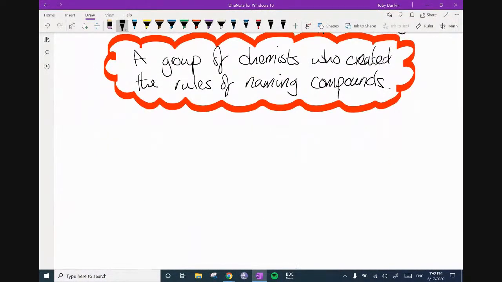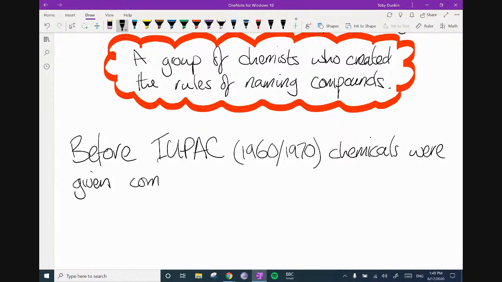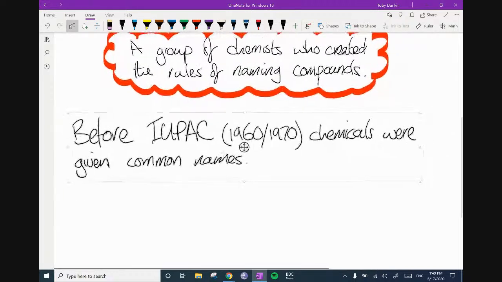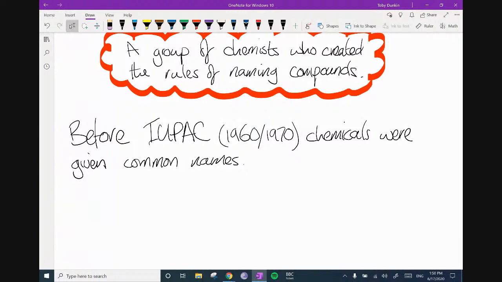So once we've got to that point, I just want to say, before IUPAC (1960s/70s, yeah, 1970s), chemicals were given common names. Now, common names are quite cool, and if you ever decide to go into chemistry, whatever industry you choose, you will have to learn certain common names. The people in industry really don't like using IUPAC because they're like, I had to learn the common names, so you have to learn them too.